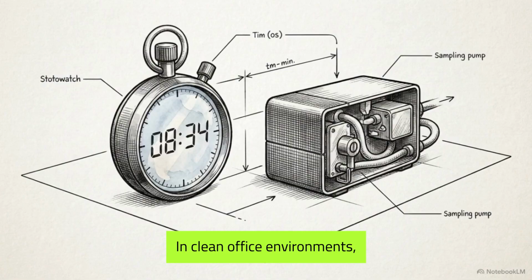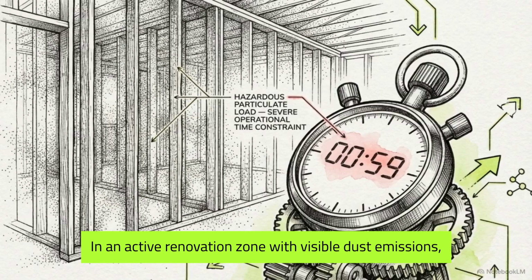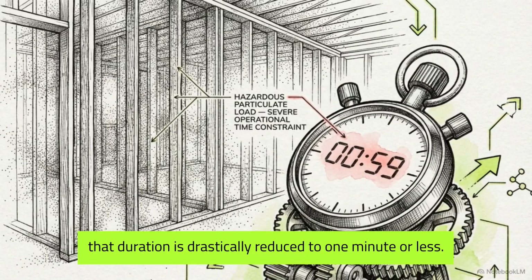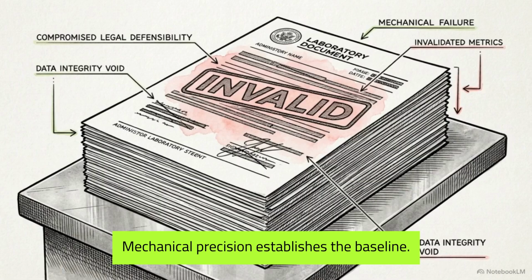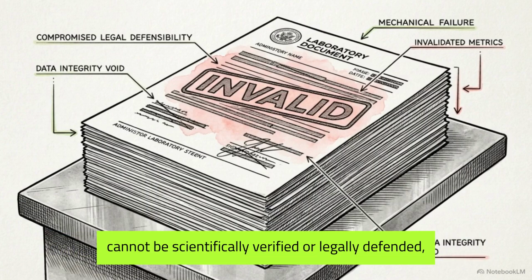In clean office environments, a sample might run for 5 to 10 minutes. In an active renovation zone with visible dust emissions, that duration is drastically reduced to 1 minute or less. Mechanical precision establishes the baseline. Without accurate flow calibration and strict timing, the resulting data cannot be scientifically verified or legally defended.